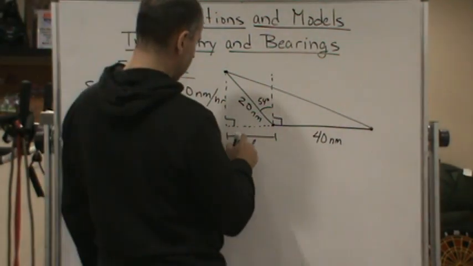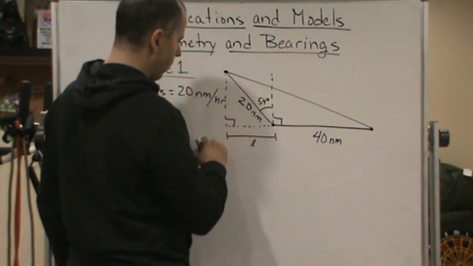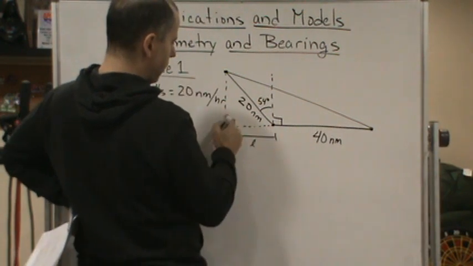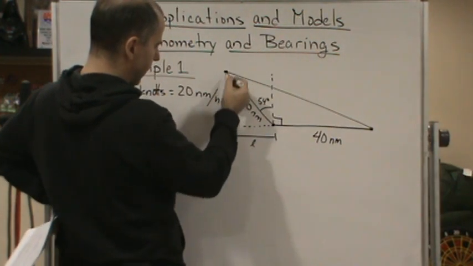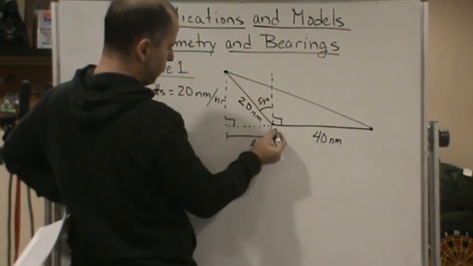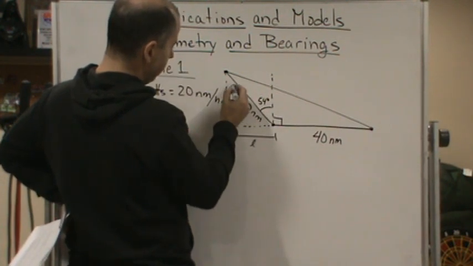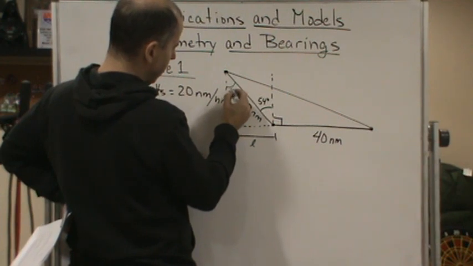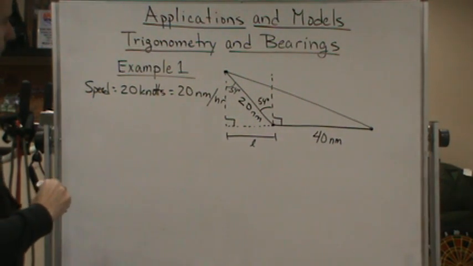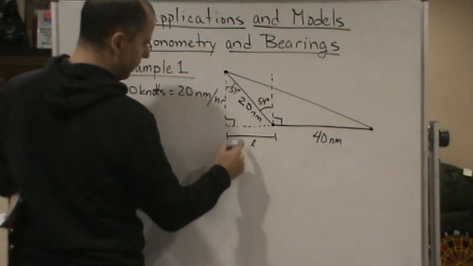But we need to find an angle here. Well, the cool thing is we've got two parallel lines, this horizontal line and this horizontal line, with this transversal, which means alternating interior angles are congruent. So this has to be 54 degrees. Okay? And we know this length here, we need to find this length here.